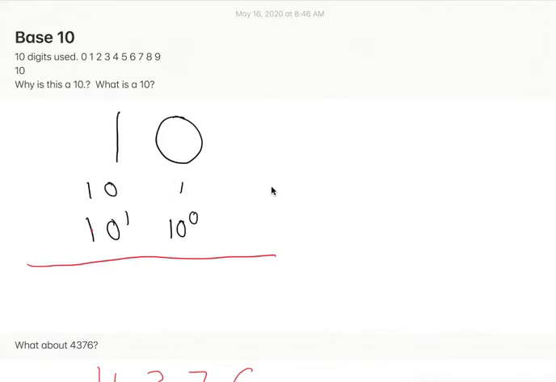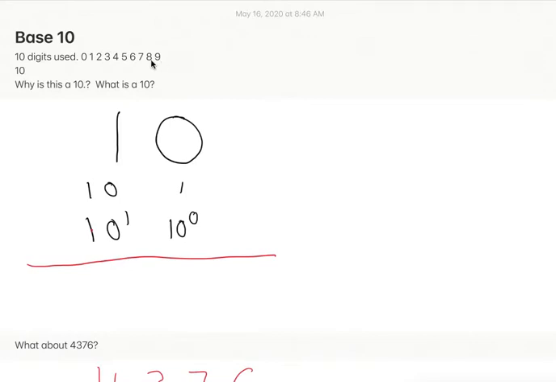Hey guys, we're going to talk about binary or base 2 in just a second, but let's review some things we know about base 10. Base 10 is the numbering system you and I have grown up with. It has 10 digits, 0, 1, 2, 3, 4, 5, 6, 7, 8, 9, and we can count as high as we want with these 10 digits.